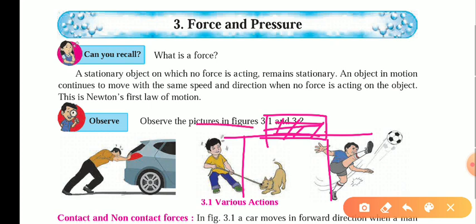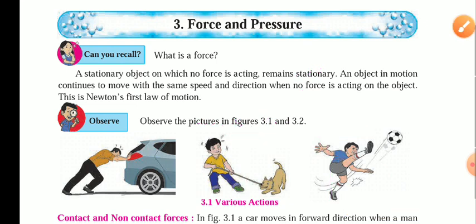Once we try to push it, then what will happen? The book will start to move. Or if we want to lift it upward, we have to take our hand up to the book, pick it, and then move the book. If I am not applying this force, then what will happen? The book will remain at the same place. This is the first part of it.